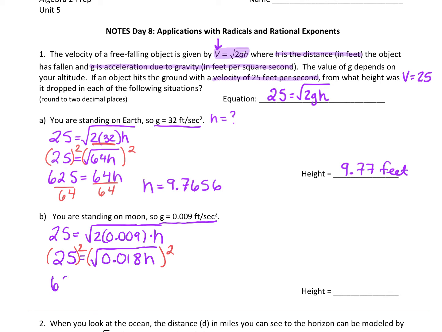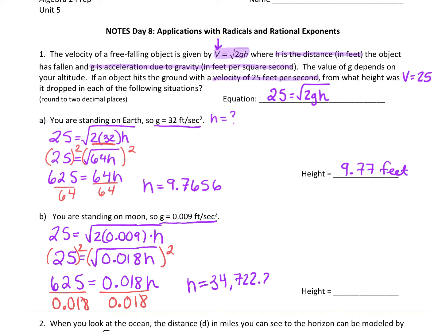And so when I square 25, I get 625 again. When I square a square root, I'm just going to get what's underneath the square root. Now to finish getting h alone, I'm going to divide both sides by 0.018. So I'll get the height that the object was dropped from is approximately 34,722.22 feet.